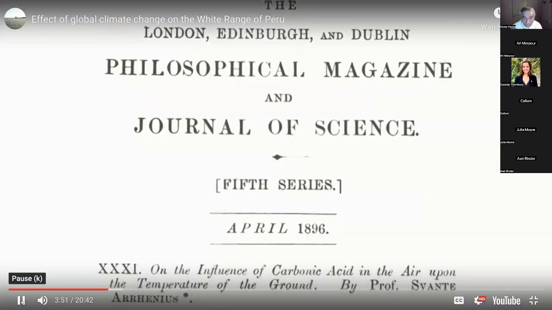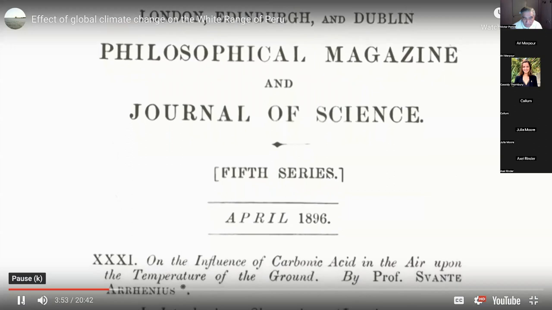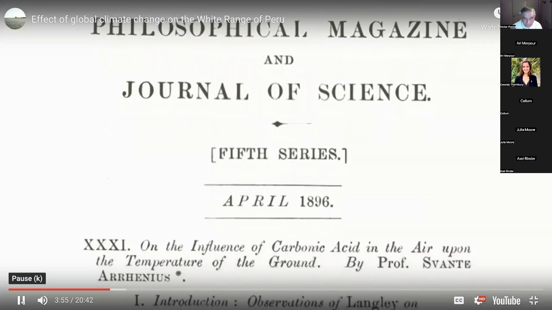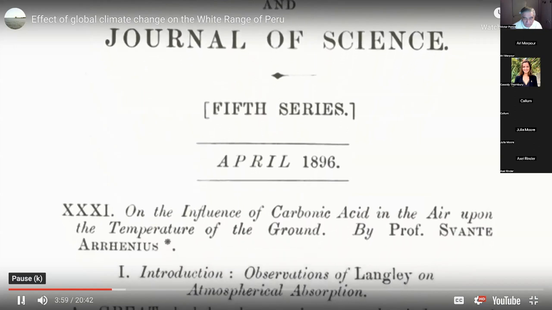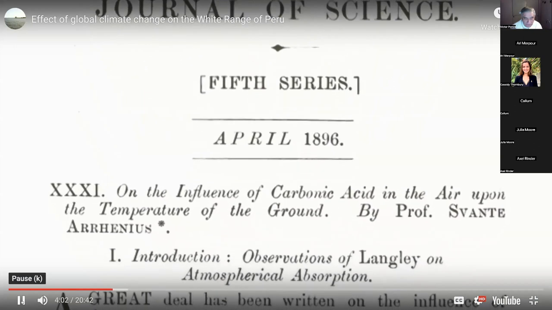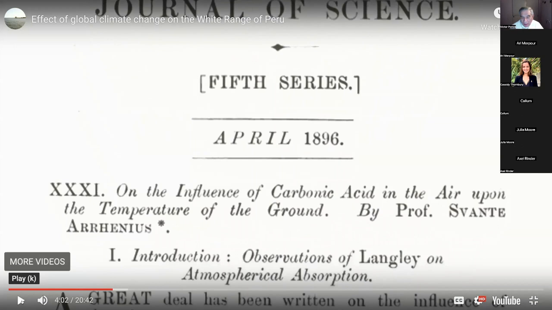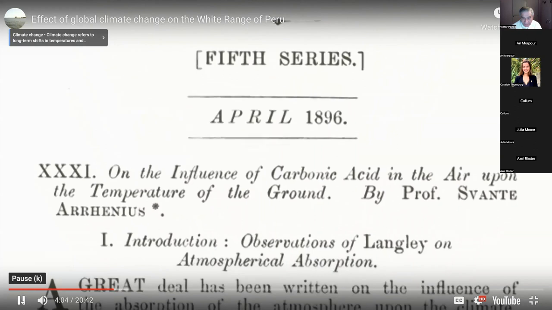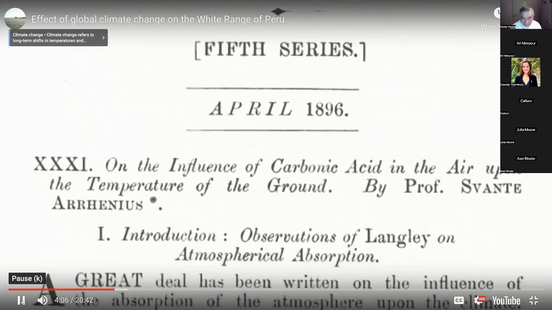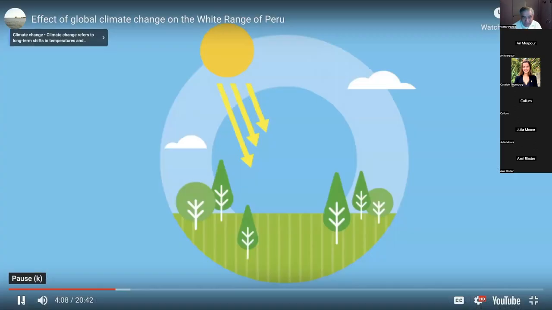In 1896, Svante Arrhenius published a paper entitled On the Influence of Carbonic Acid in the Air Upon the Temperature of the Ground. CO2 was referred to as carbonic acid at the time, so there's no confusion here. There he pioneered the science of global warming. He reasoned that the air retains heat in two ways.